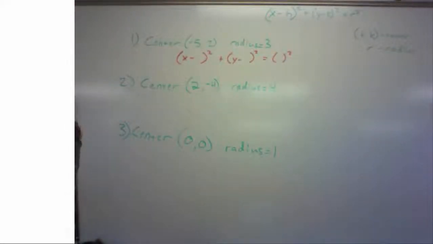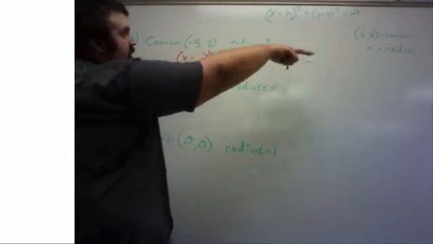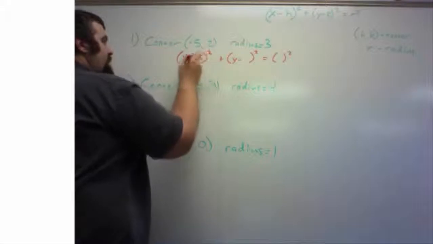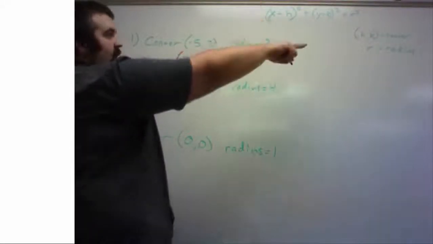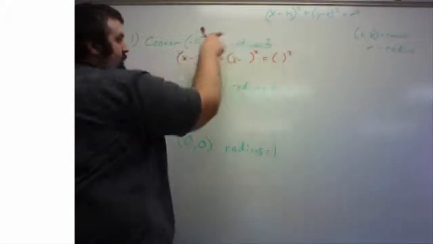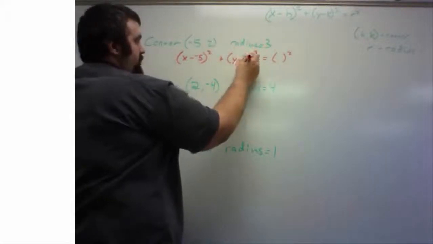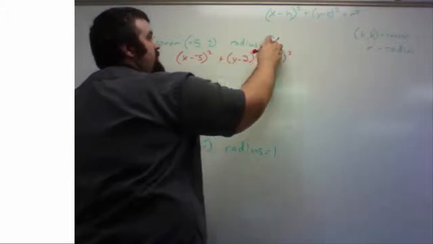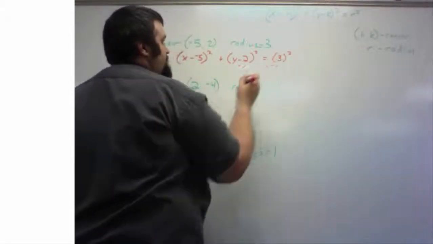Now, center is h comma k. So h in this case is -5, so I put negative 5 in for h. K is the y coordinate, and that's what I'm going to put in over there. So 2 goes in for k. And the radius is r, and that's what I put in for r, is 3.